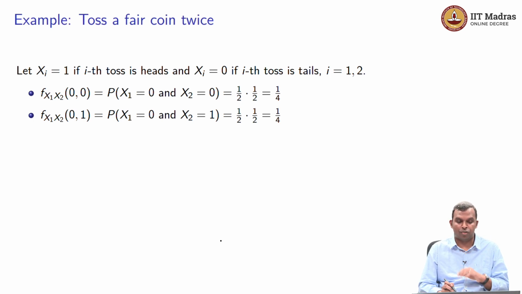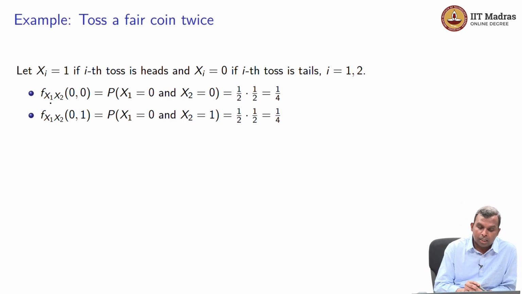So this is the definition of that. Now, I know that the range of x1 is 0, 1, range of x2 is 0, 1, and if I were to evaluate f x1, x2 of 0, 0, right? So this is the joint PMF of x1 and x2 evaluated at 0, 0. That is the probability that x1 equals 0 and x2 equals 0, isn't it?